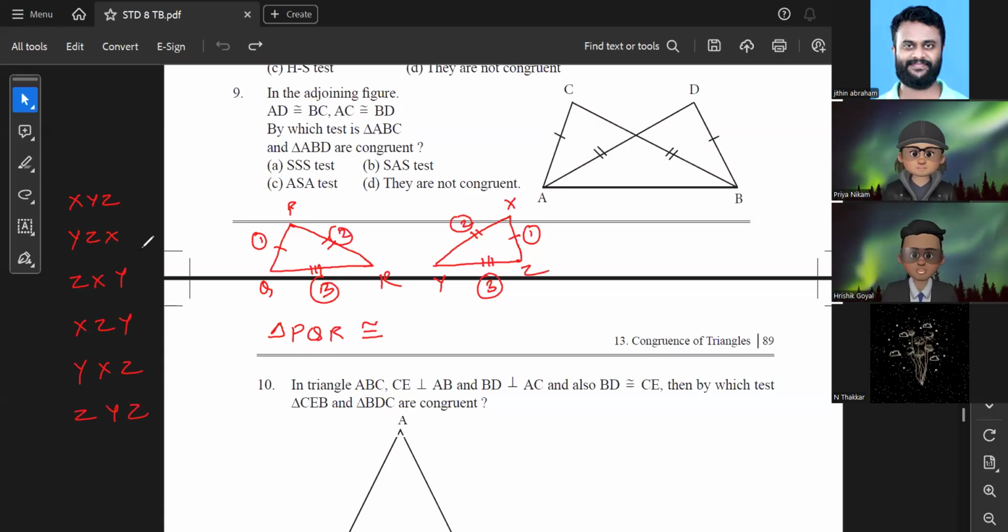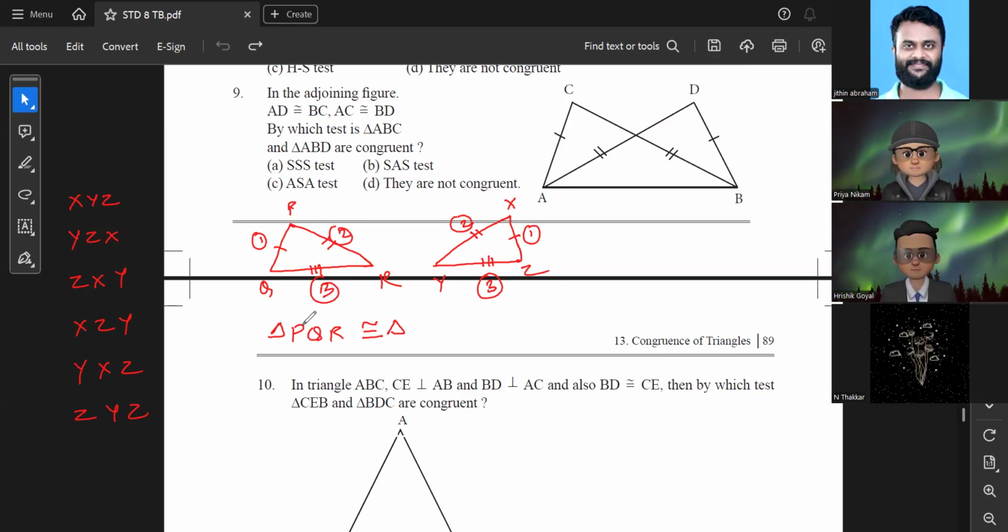You wrote XYZ in the last one. It should be ZYX. Sorry, I could not hear you. Can you please repeat? So it should be ZYX in the last one. Okay.